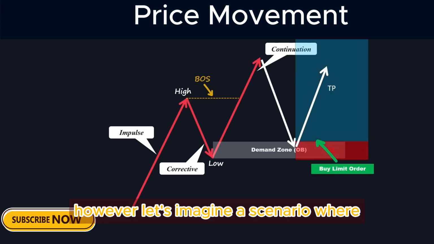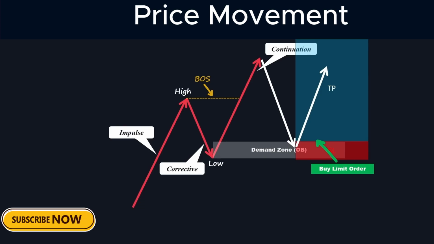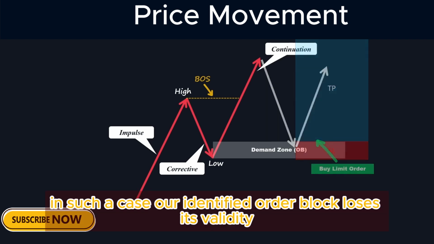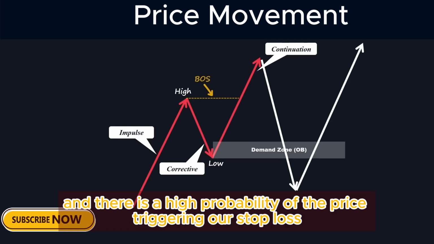However, let's imagine a scenario where our identified pullback proves to be invalid, mistakenly considered as a valid pullback due to its impulsive nature. In such a case, our identified order block loses its validity, and there is a high probability of the price triggering our stop loss.